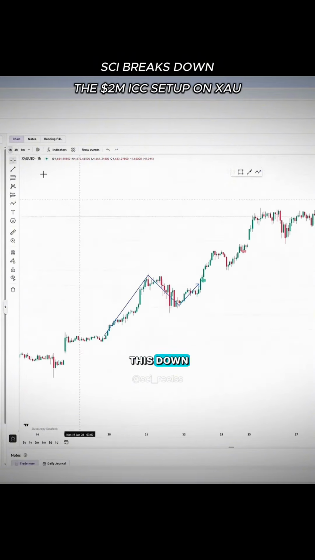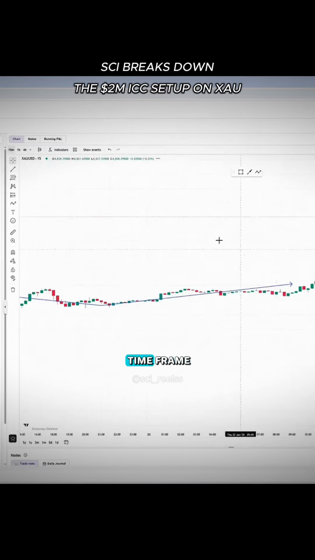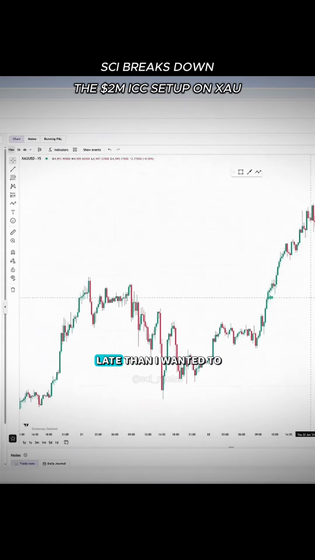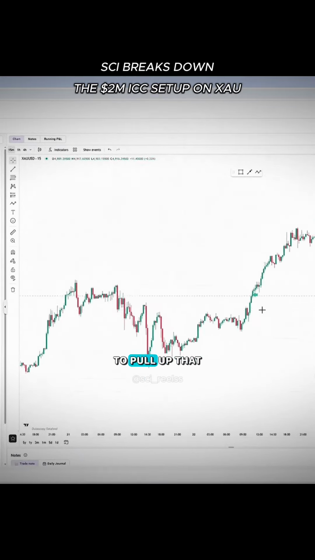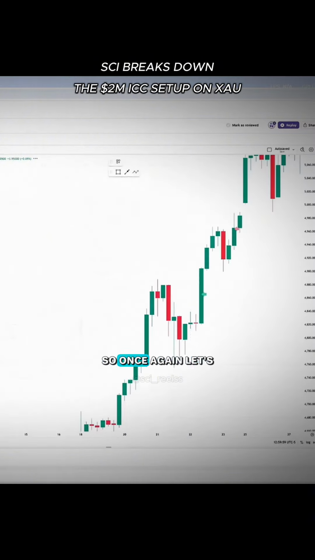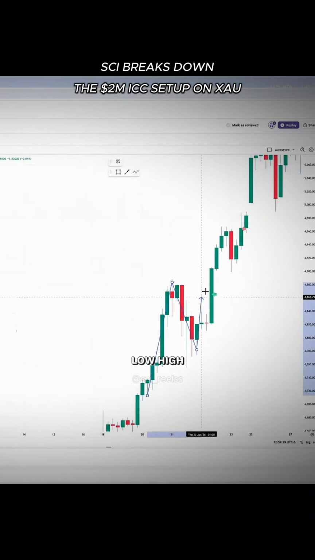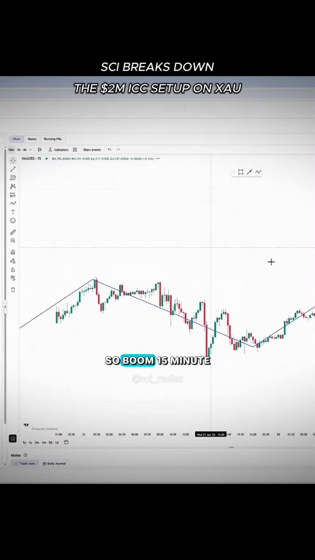So now let's break this down. Matter of fact, this one is going to be broken down on the 15-minute time frame. This one I was a bit later than I wanted to be, but I trusted in the higher time frame to pull it through. So as you can see here, that high was made. So once again, let's go back to the 4-hour: high, higher low, higher high being created. So boom, 15-minute time frame.